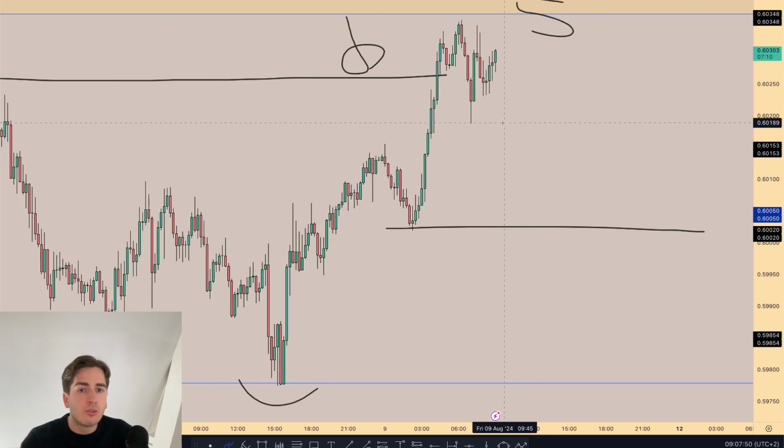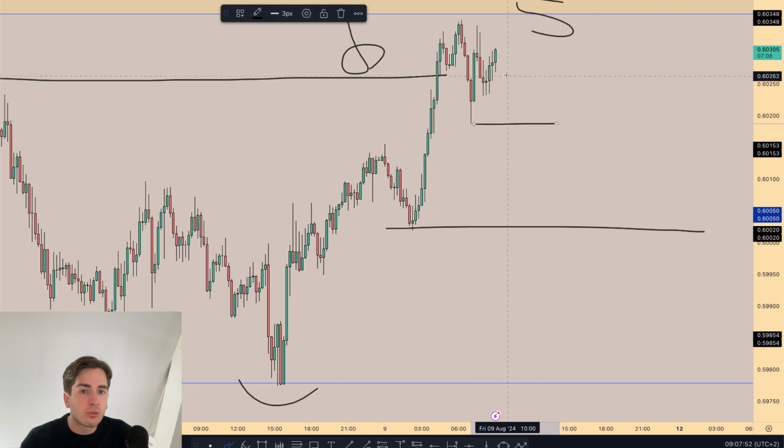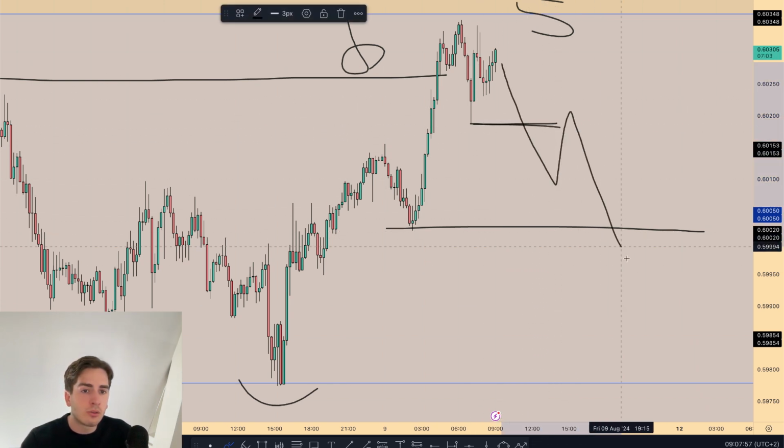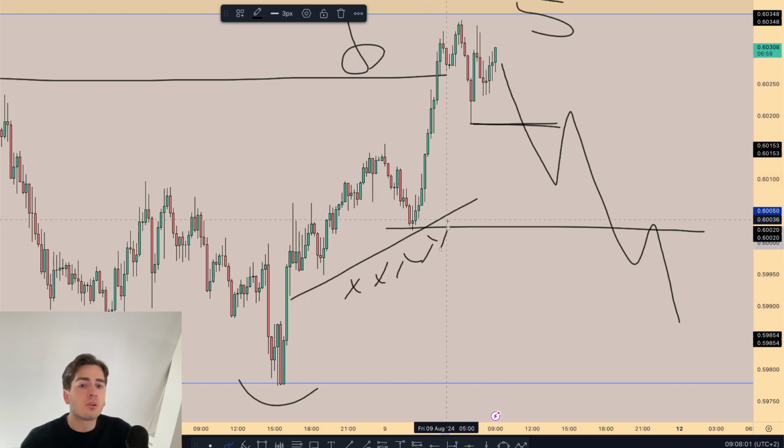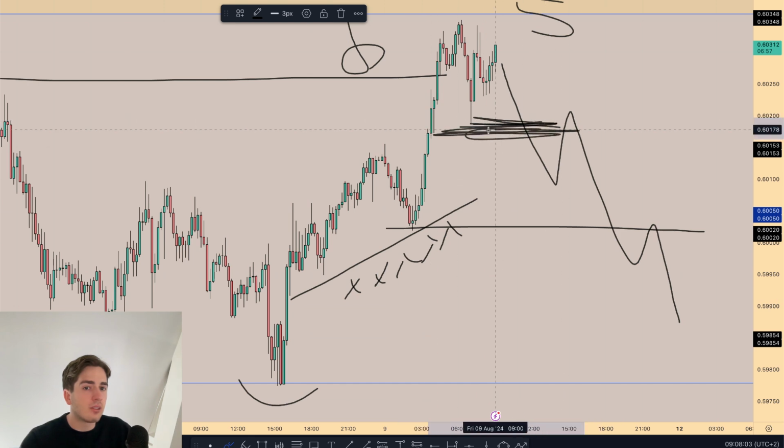So now to confirm the bearish trend, I'll be looking to go short on the low break over here. Okay, so once this low breaks, I'll be looking for a short, and then we can sell off and grab all the liquidity underneath these lows. Okay, so that's what I'm looking for this morning, a sell off after this low break.